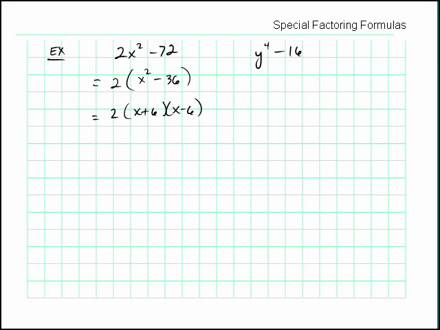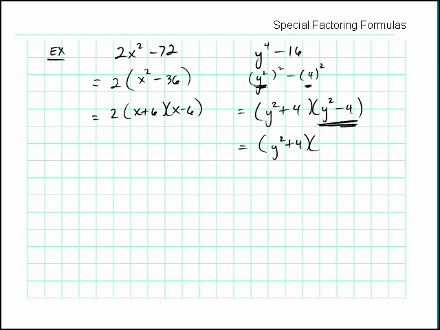y to the 4th minus 16. Now this can be thought of as y squared squared minus 4 squared. And so if I follow the pattern, this is y squared plus 4, y squared minus 4. However, on this one we are not done yet, because right here, y squared minus 4 is yet another difference of squares. And that factors to y plus 2 times y minus 2. This part right here goes there, like that.